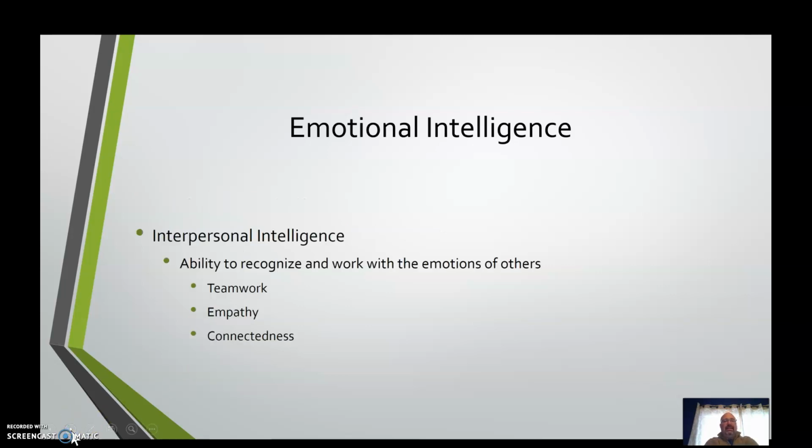The next level of emotional intelligence is interpersonal intelligence. So as Terry Bradbury describes in his video, this interpersonal intelligence really manifests itself in an ability to recognize emotions in others, and to work together with those other people.